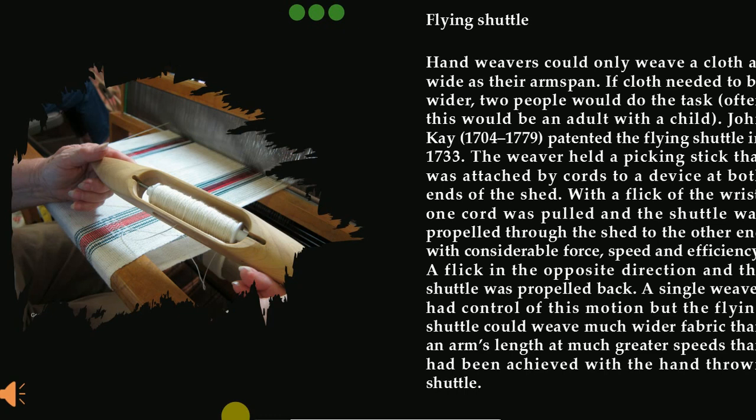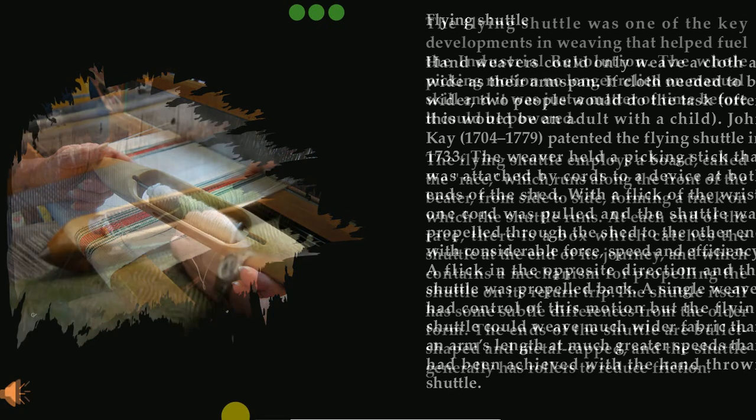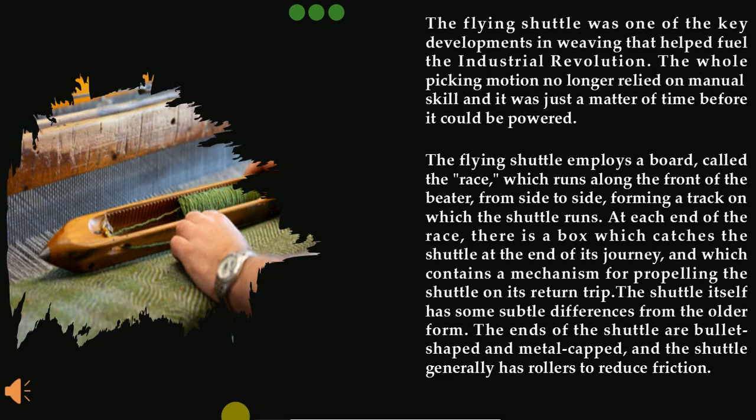A single weaver had control of this motion, but the flying shuttle could weave much wider fabric than an arm's length at much greater speeds than had been achieved with the hand-thrown shuttle. The flying shuttle was one of the key developments in weaving that helped fuel the Industrial Revolution. The whole picking motion no longer relied on manual skill, and it was just a matter of time before it could be powered.